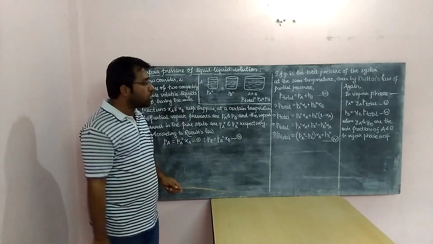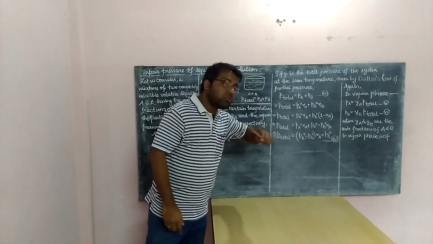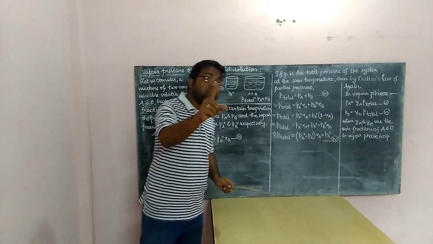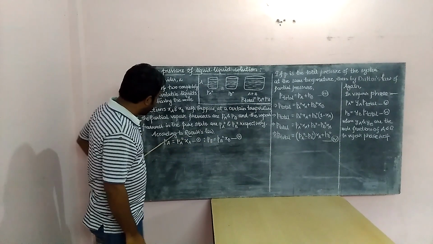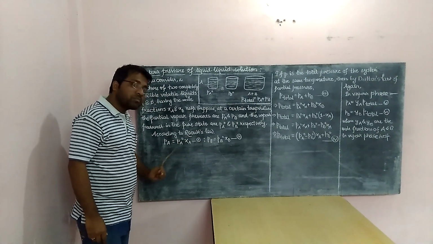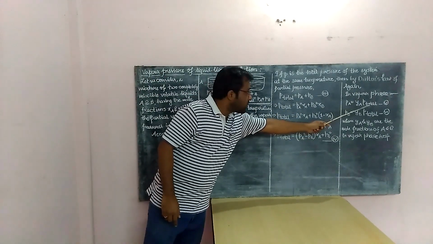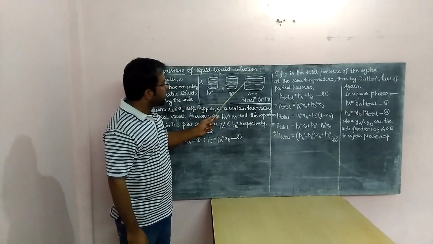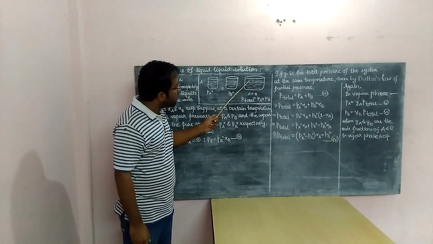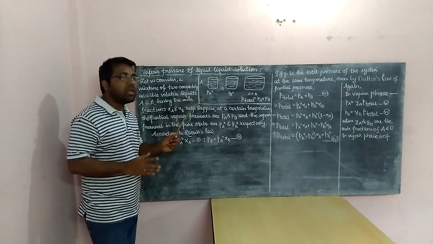And also you need to remember, while calculating the value of YA, YB, we need to consider P total but not PA0. As you can see, PA is equal to PA0 into XA and PB is equal to PB0 into XB. But for calculating YA and YB, we need to consider the total pressure, because the vapor phase mainly is being maintained here. So this is about the vapor pressure of liquid solution.